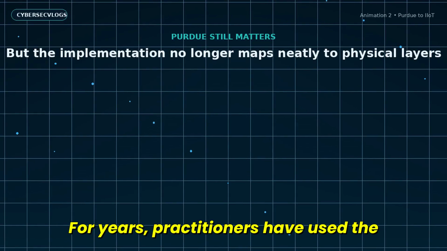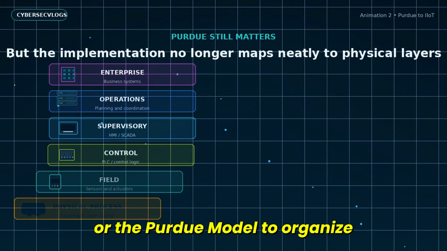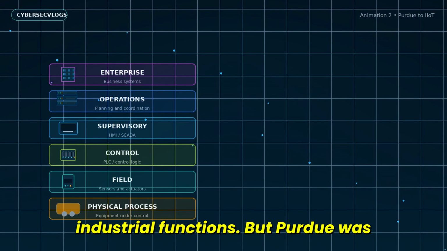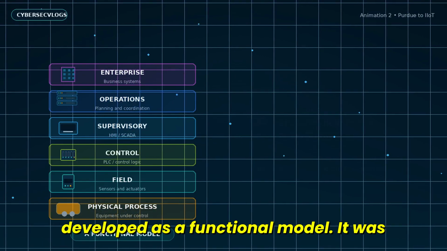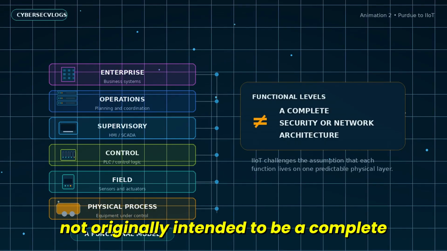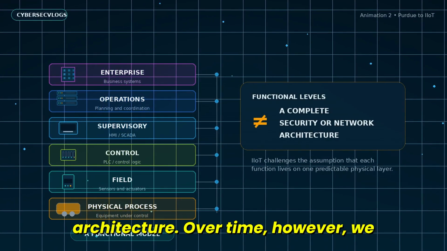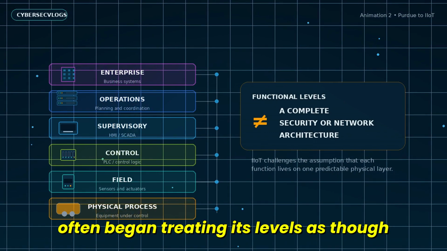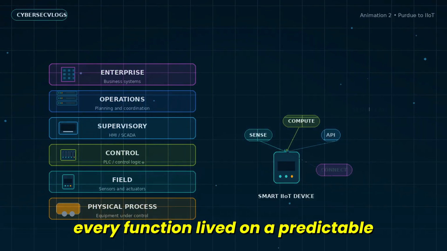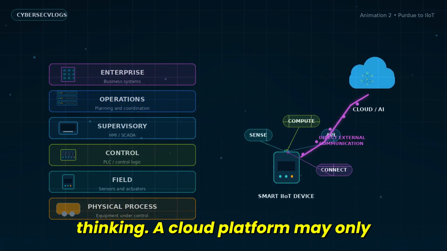For years, practitioners have used the Purdue Enterprise Reference Architecture, or the Purdue Model, to organize industrial functions. But Purdue was developed as a functional model. It was not originally intended to be a complete cybersecurity or network segmentation architecture. Over time, however, we often began treating its levels as though every function lived on a predictable physical network layer. But OT challenges this thinking.